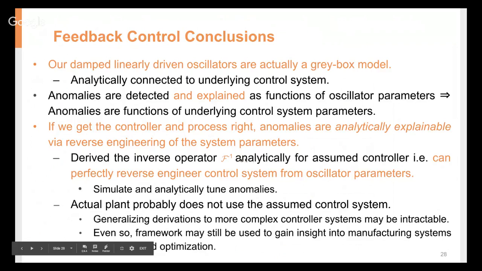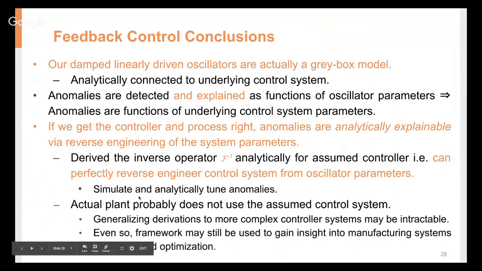Now, when it comes to the inverse operator, which is how you would in practice go back from the anomalies to the control system, I haven't done that for the actual semiconductor data because I have no good idea of what kind of control system generated that data. But I've analytically derived it for the simple assumed controller. So you can go back and forth, and it's one-to-one. So that means that in theory, we can simulate anomalies from MATLAB and then catch them using our algorithm and then go back in that way, right?